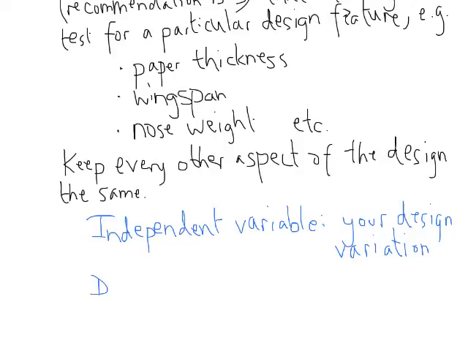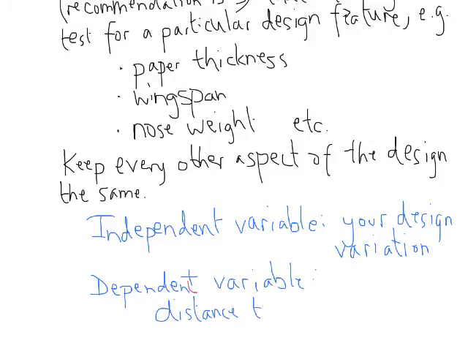And the dependent variable is the distance the aeroplane flies. When you've written that down, we'll proceed to the next thing.